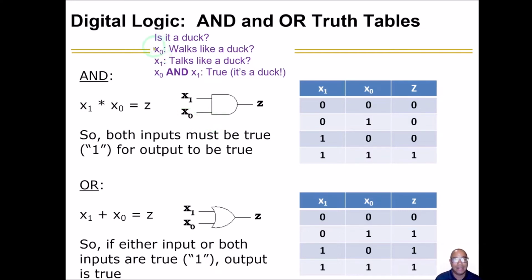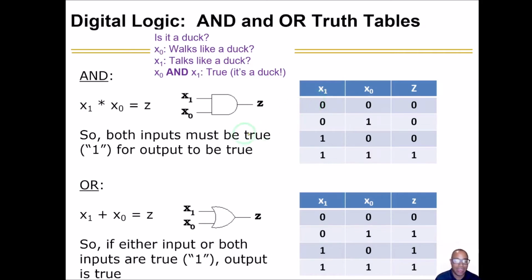We can take in two inputs that roll up to a yes or no, true or false answer. The first one is x0: does it walk like a duck? The second one is: does it talk like a duck? These questions will be true or false. The AND operator takes in these two, and both of these inputs have to be true in order for its output to also be true. So x0 and x1 both have to be true in order for the output z to be true. Using this example, if it walks like a duck and it talks like a duck, if both of those are true, then yay, it's a duck.